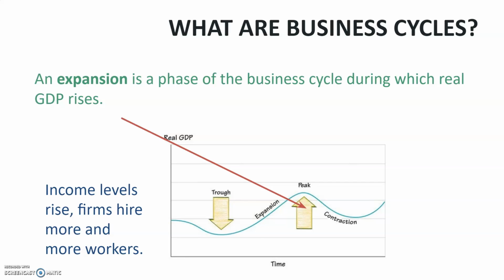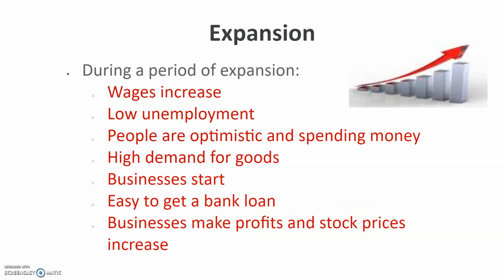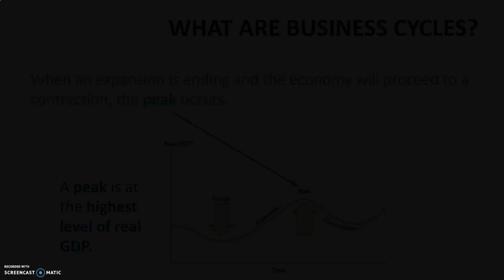The next few slides are going to talk about the specific characteristics of each of the phases. The first one we're going to talk about is that expansionary phase. Typically, we tend to see income levels rise here. Firms are going to be more likely to hire more and more workers, which results in wages increasing, low unemployment, happy, optimistic people, which results in more spending, resulting in a demand for goods. It's pretty easy for businesses to get a loan, and businesses tend to make profit, and stock prices will increase. So this is when we see things are really good, people are happy, we're spending, businesses are opening, the economy is doing well.